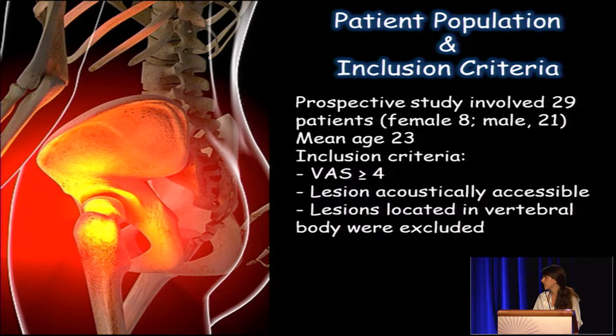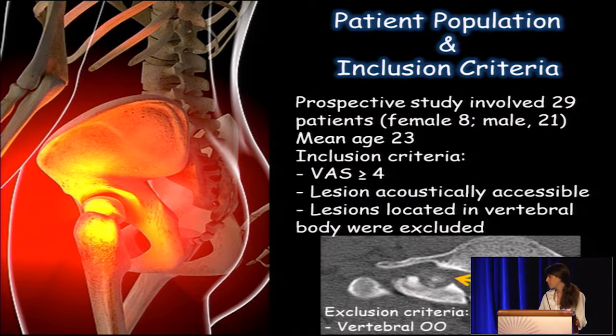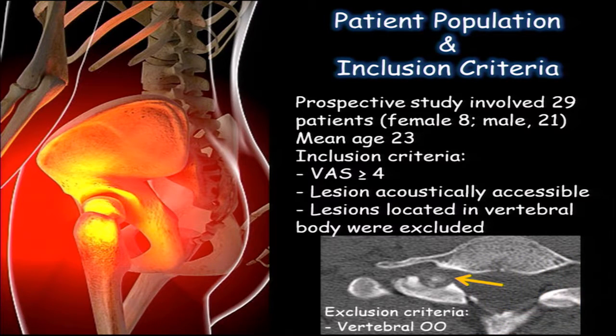In our research, it was a prospective study. We involved 29 patients, and one of the most important parts in choosing those patients is that the lesion be acoustically accessible. And we could not have any patient with a vertebral body osteoid, because when you have a vertebral body osteoid, it's harder to address and it's much more complicated and dangerous.